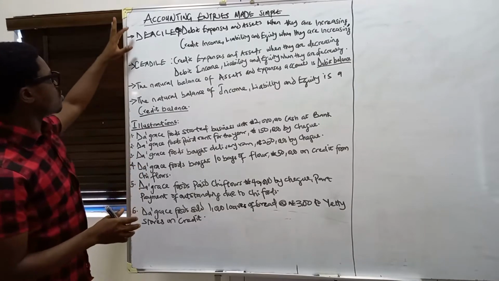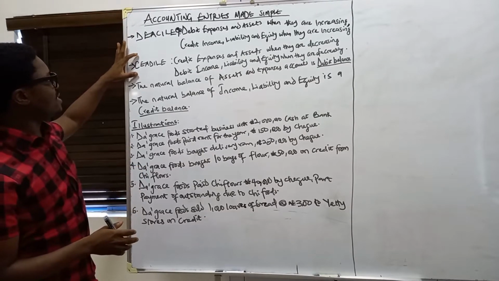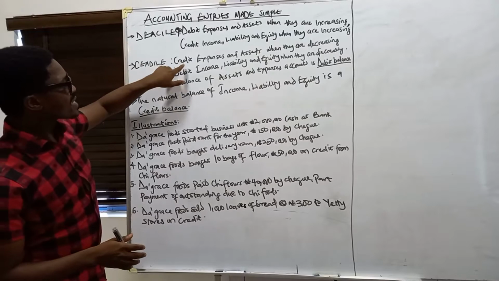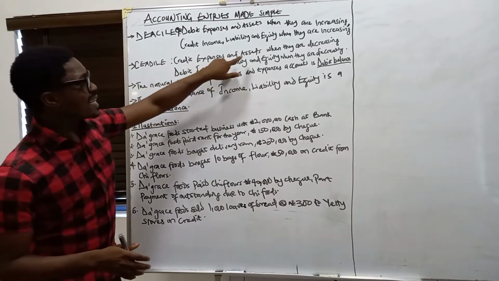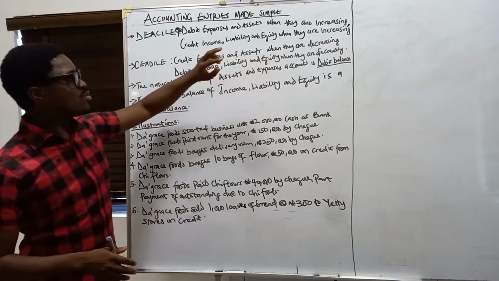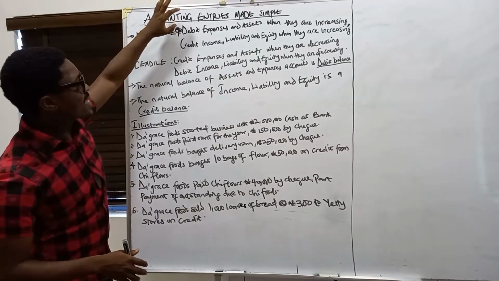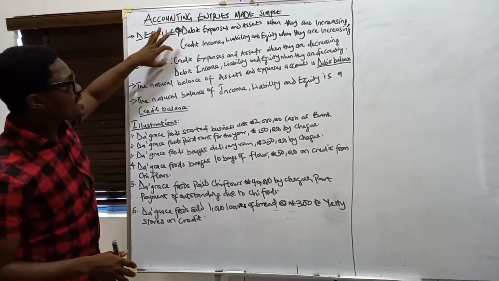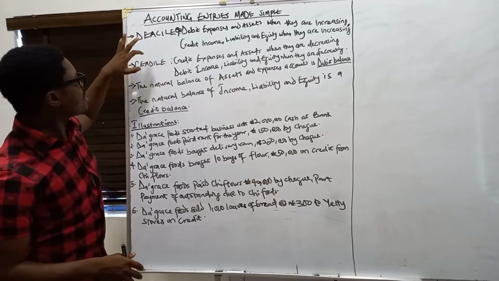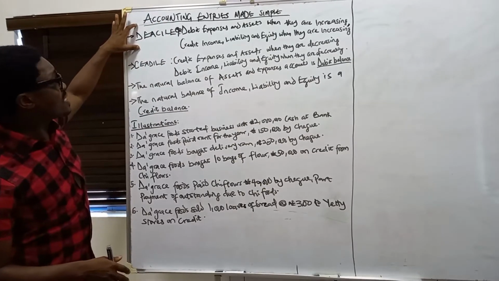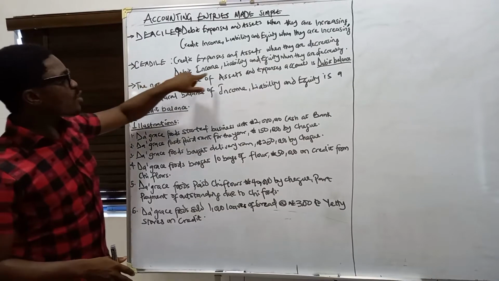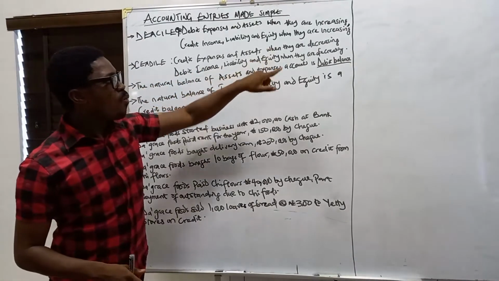The other side to this is CIDA. CIDA is saying that you credit expenses and assets when they are decreasing. You will see from this analysis that you debit expenses and assets when they are increasing, while you credit them when they are decreasing. So CIDA is the opposite of DEBIT. While you debit income, liability, and equity when they are decreasing.